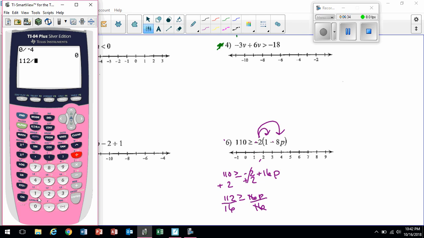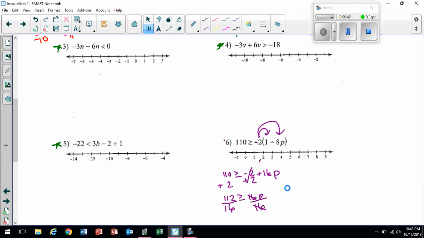112 divided by 16. Oop, look, it gave me a great number. It gave me 7. So that means that my 7 is greater than or equal to p. Is this written correctly? No. Rewrite this. Okay? That's how we're going to rewrite this. That p is less than or equal to 7.